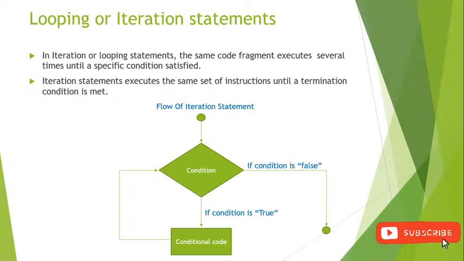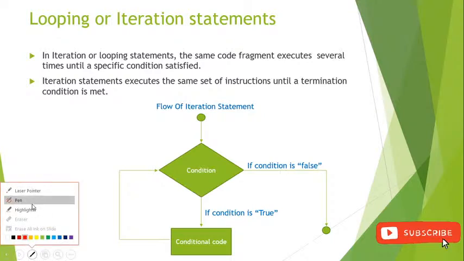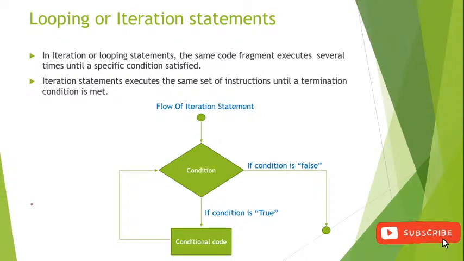So what will happen? We will provide one condition here. Until that condition is false, our code will execute. If our condition becomes false, our statement will stop executing at that time. That is called the loop or the iteration. So the iteration statement executes the same set of instructions until the termination condition is met. Termination condition means if our condition becomes false, at that time our code will be terminated.